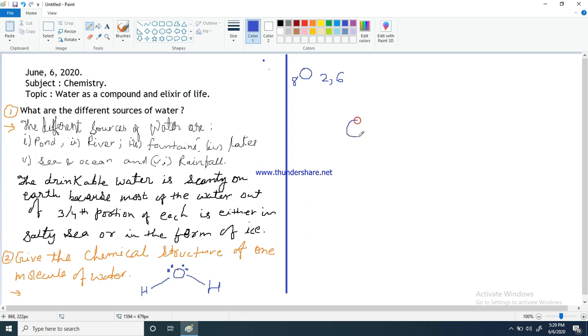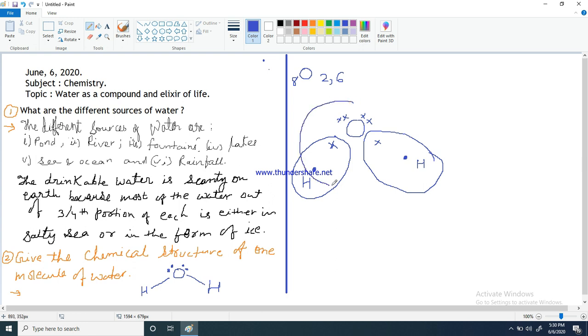So we can draw one oxygen, and we can write the 6 electrons in electron pair form, 1 electron here, 1 electron here, 1 hydrogen here, 1 electron here, 1 hydrogen here, 1 electron here, and then we can draw a circle like this.